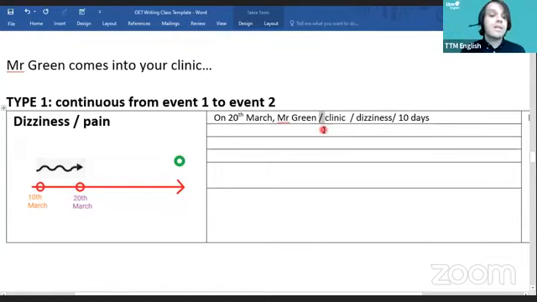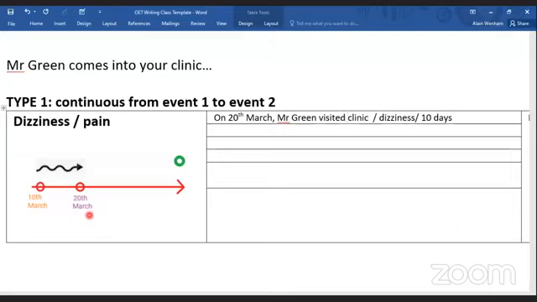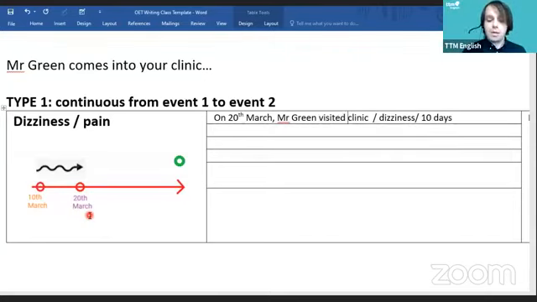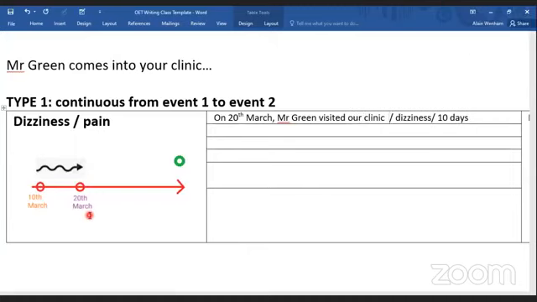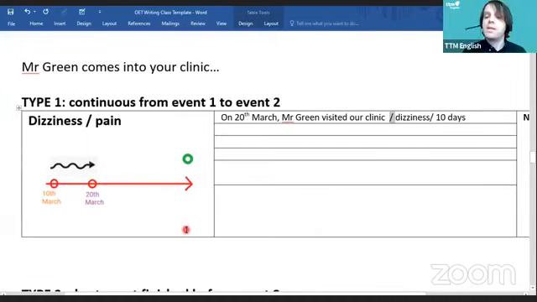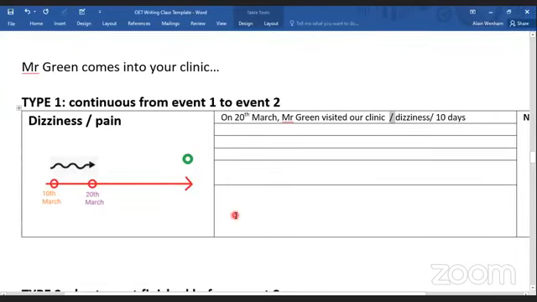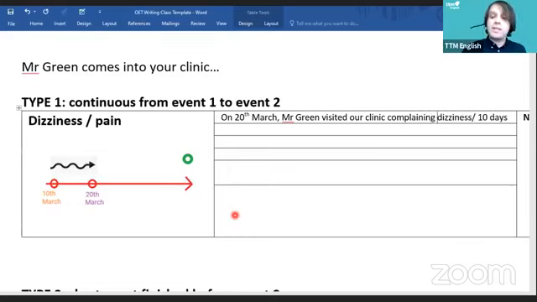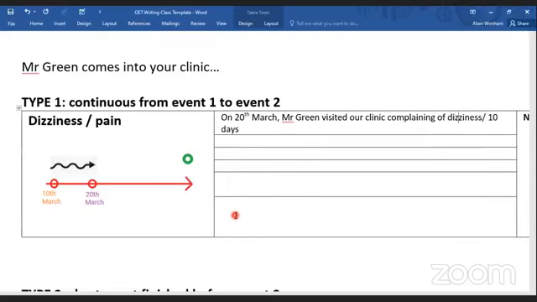Just to stop you there, Desiree. This is the thing that's the problem, right? We have to talk about the clinic first. So visited or attended or presented to our clinic, before or after, or complaining of dizziness. He had experienced dizziness 14 days. So how about just with? You could say with dizziness or with, complaining of, you said was probably better. Complaining of dizziness. Good.